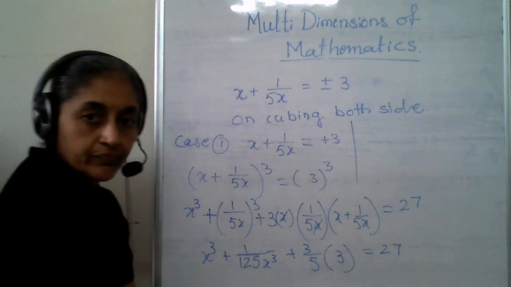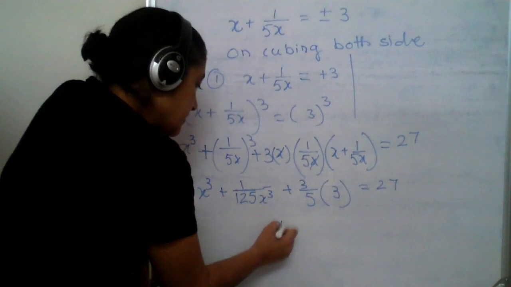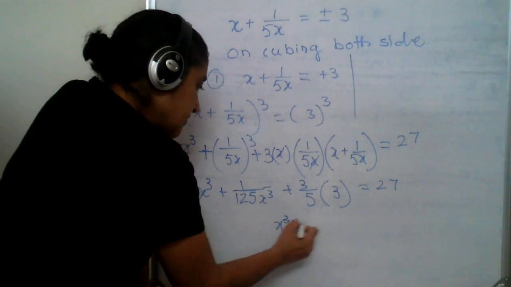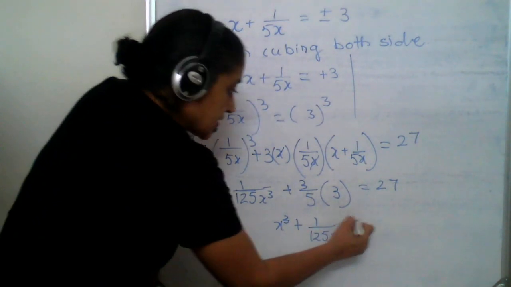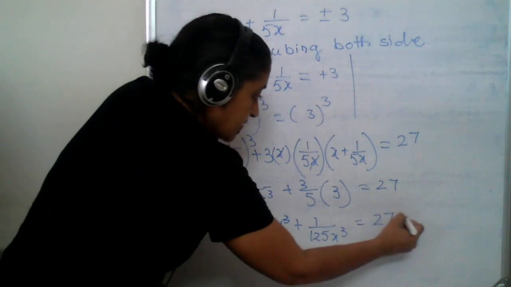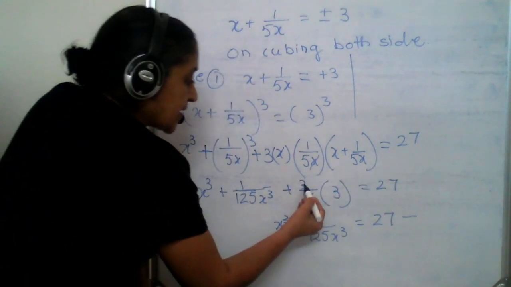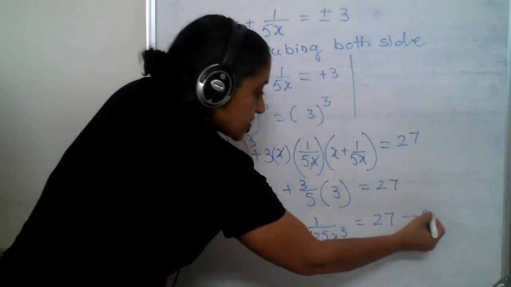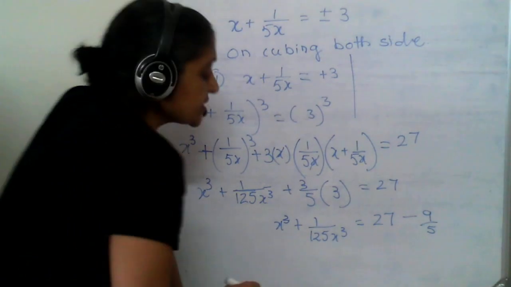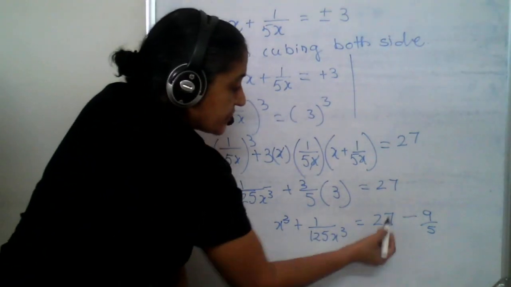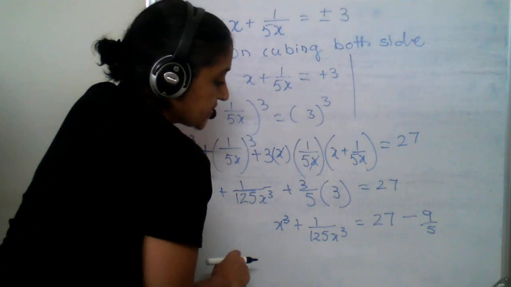x³ + 1/(125x³) is equal to 27 minus, now this I want to take to the right hand side. Now 3 into 3 is 9, 9 by 5. So here it will be 9 by 5. Now subtract this with 9 by 5 means what? 25 into 7 minus 5. What should you be getting it as? Check it.